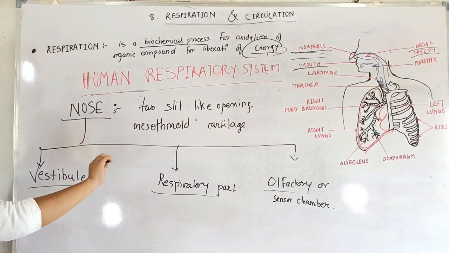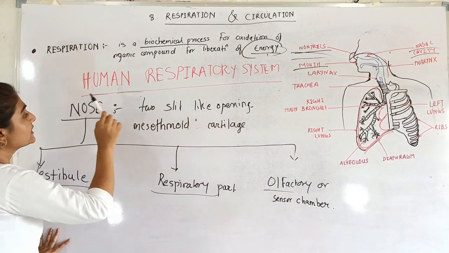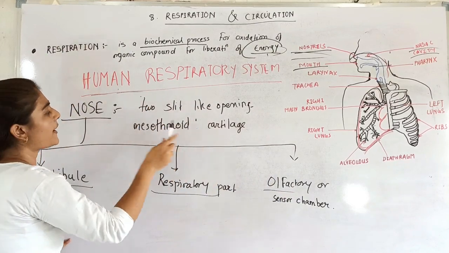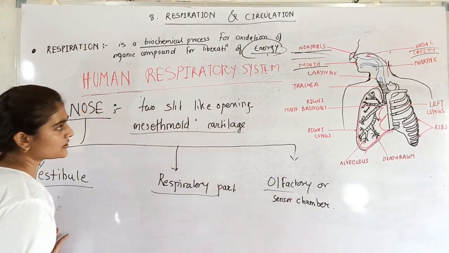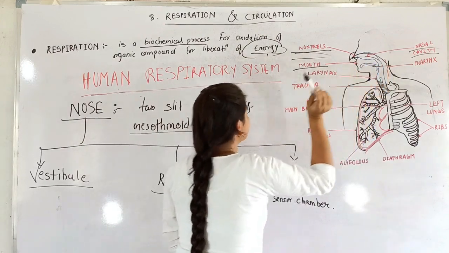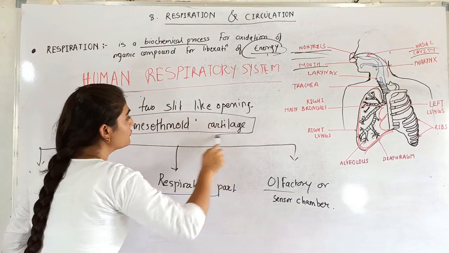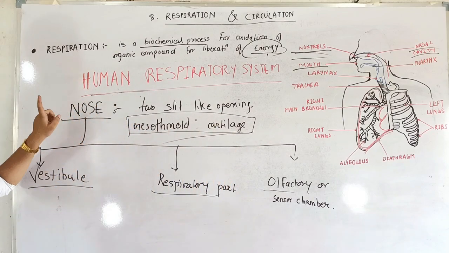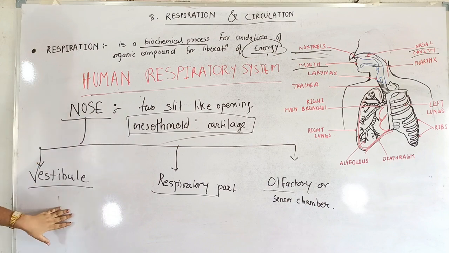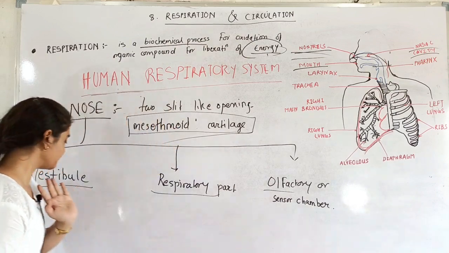So what is the nose? Nose includes 2 slit-like openings, and these 2 slits are separated by the mesethmoid cartilage. The cartilage present between the 2 slits is the mesethmoid cartilage. Remember that word while you are writing the answer on the nose. So the nose is divided into 3 parts: vestibule, respiratory part and olfactory chamber.